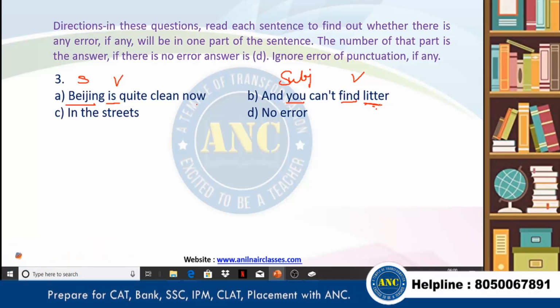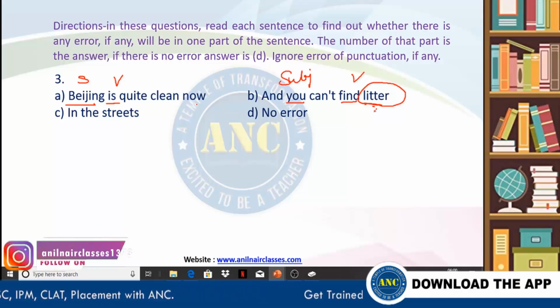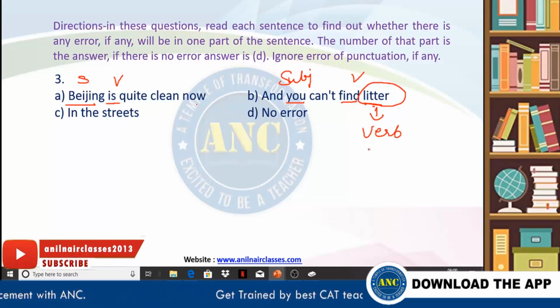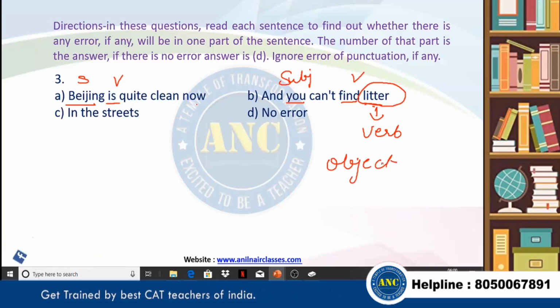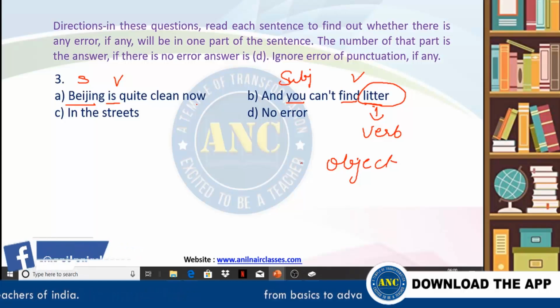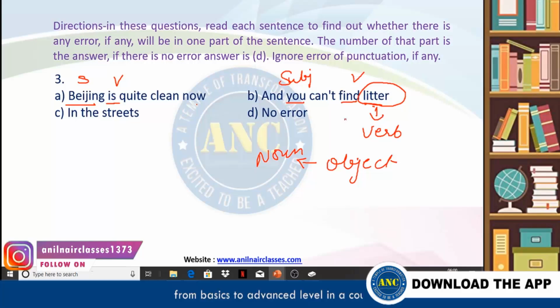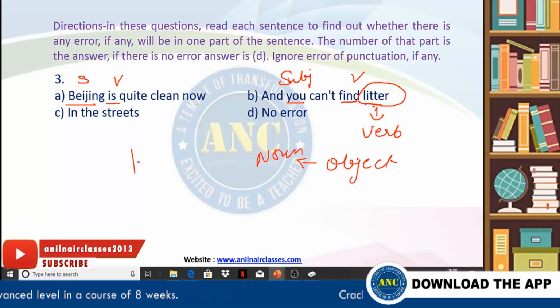You cannot find litter. Litter is a verb. After a verb, not another verb, I need an object form, right? I need the object form of the word litter. That means the noun form. I need a noun over here. Litter is a verb, right? They'll say don't litter around. That means don't throw the things here and there, right? Don't make the place dirty.